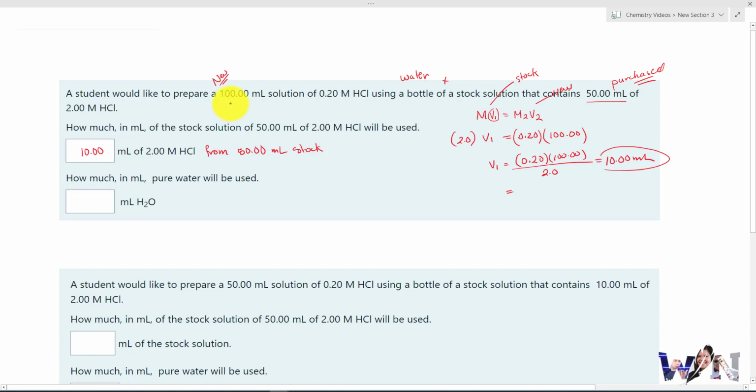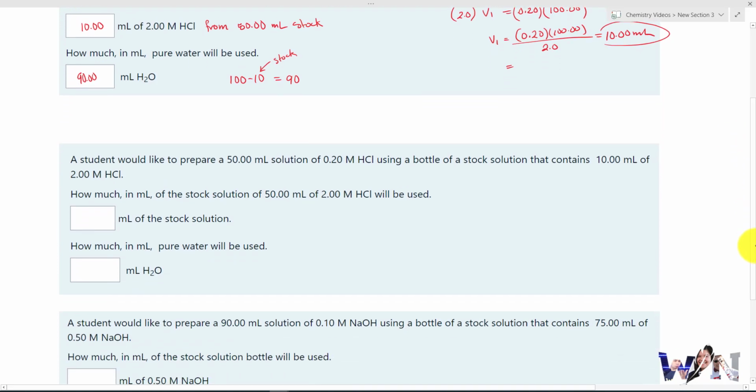But we want to make 100 milliliters of the new solution. So what's the rest going to be? Of course, it's going to be pure water. We already have 10 from the stock, so 100 minus 10, the leftover must be water. So 100 minus 10 gives you 90. In this case, we have 90 milliliters of H2O that we are going to use. And that's how we do it. Isn't that easy? Let's try another problem.